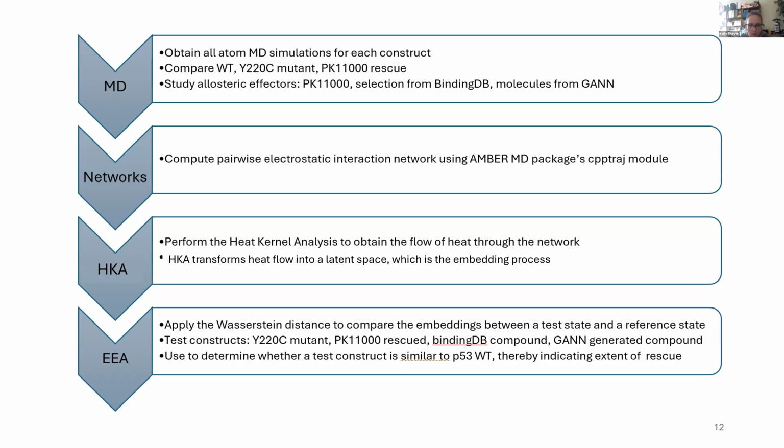So then we will apply the Wasserstein distance to compare the embeddings between a test state and a reference state, and the test constructs will be our familiar PK11,000 and Y220C mutant, and we also have the BindingDB compounds that we mentioned, and we might also eventually do some studies with GAN-generated compounds, right? So anyway, one could dump in whatever they wish, and then we could use this to determine whether a test construct is similar or not.